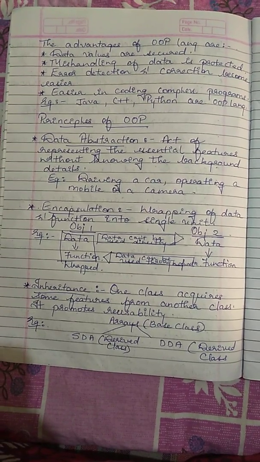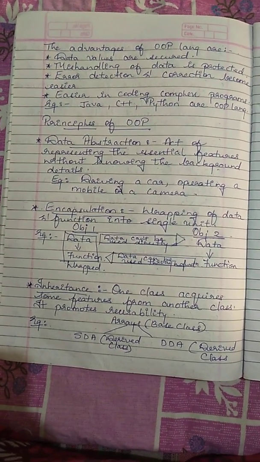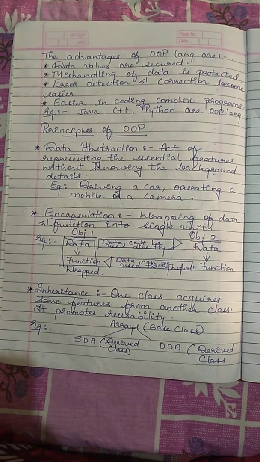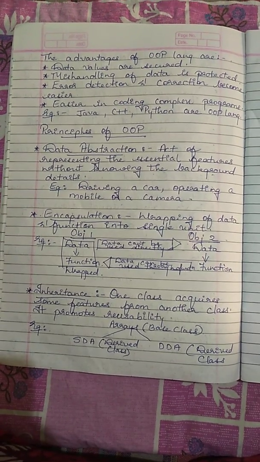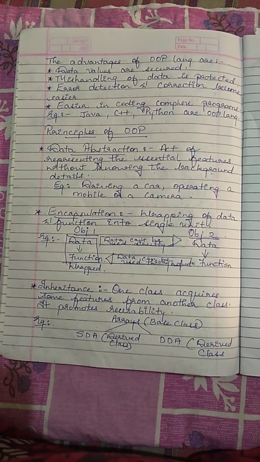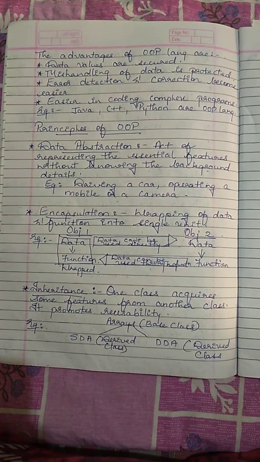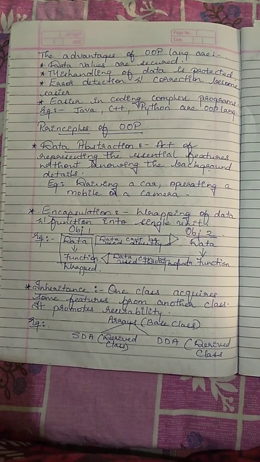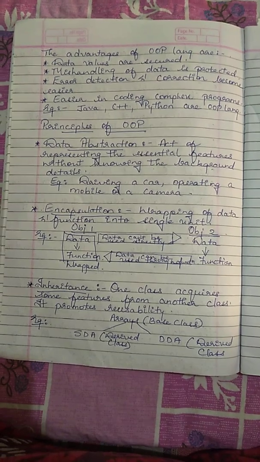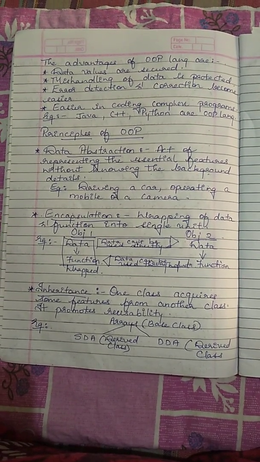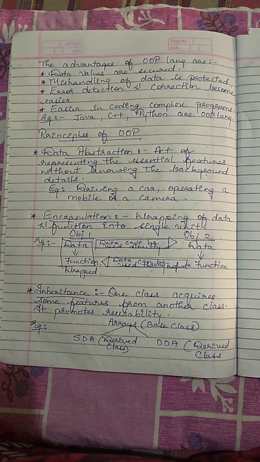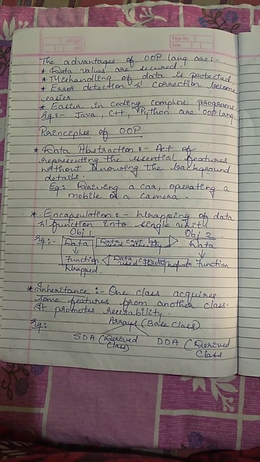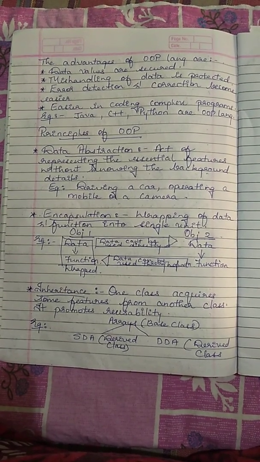That is, here the data values are secured, mishandling of data is protected, and error detection and correction become easier in coding complex programs. Whereas in procedural oriented programming, the disadvantage was that the data values were flowing freely from one function to another, the data was not protected, error detection and correction was made difficult for the users while debugging the program, and it was giving you a lengthier program as it consisted of lots of functions.